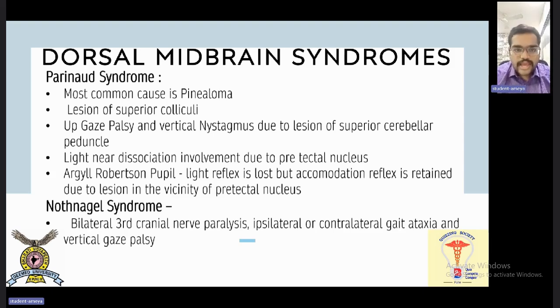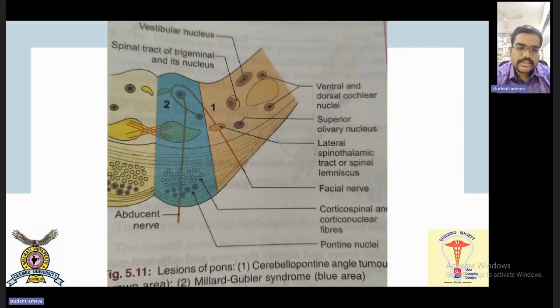And then you have the Nothnagel syndrome, which is bilateral third cranial nerve paralysis, ipsilateral or contralateral gait ataxia, and vertical gaze palsy. So in both Parinaud as well as Nothnagel syndrome, you have vertical gaze palsy. So you can see this.